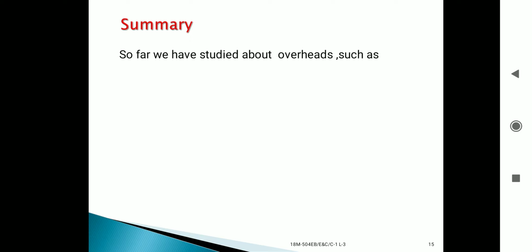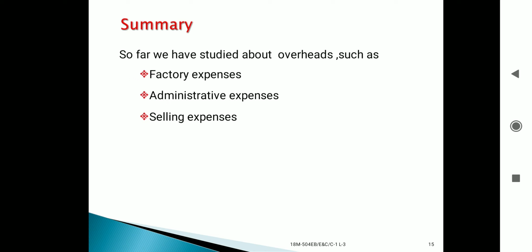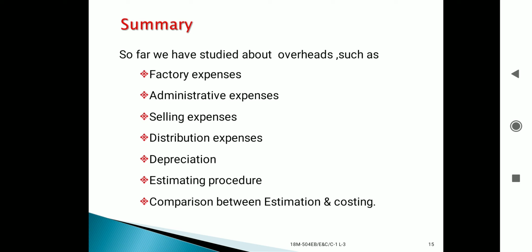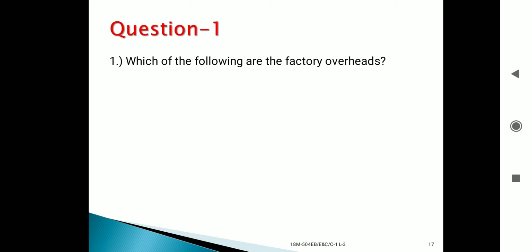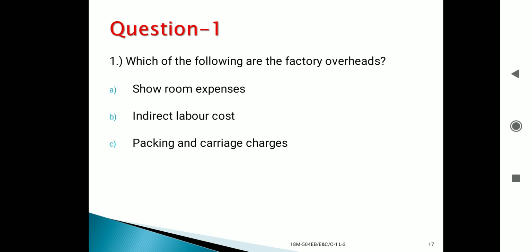Next, summary. In this video we learned, so far, overheads such as factory, administration, selling and distribution expenses, depreciation, the estimation procedure, and the comparison between estimation and costing. Now you need to check yourself. A small quiz for you. Which of the following are factory overheads? Showroom expenses, indirect labor cost, packing and carriage charges, or all of the above.